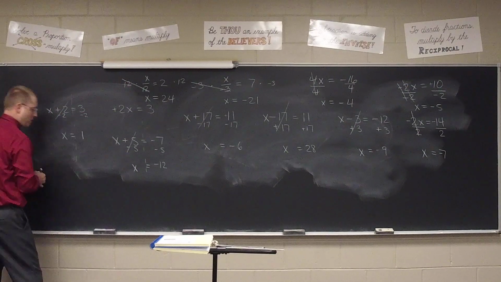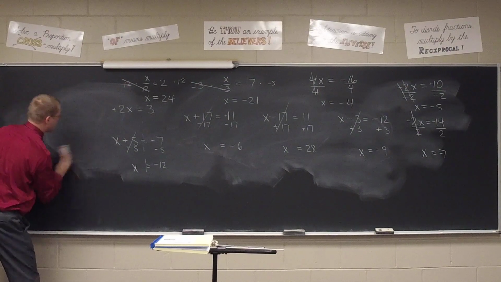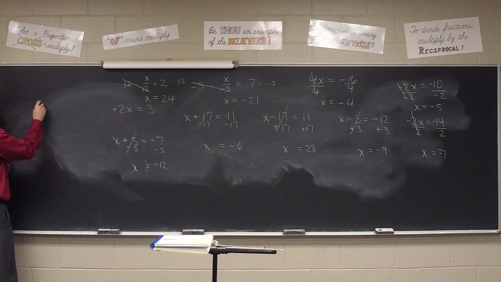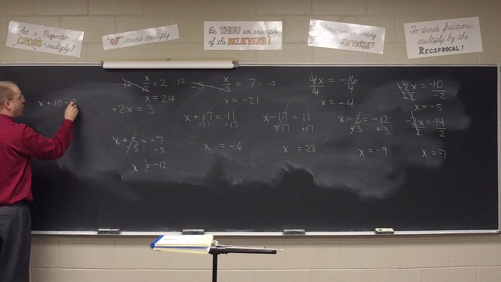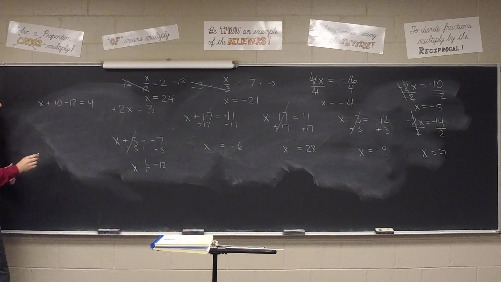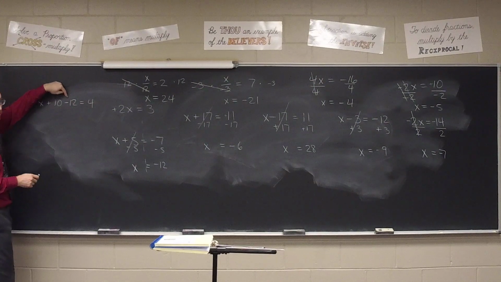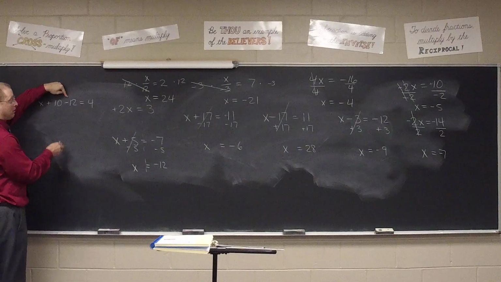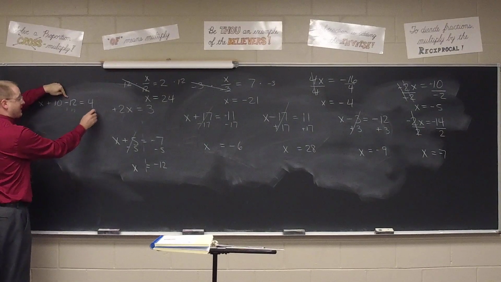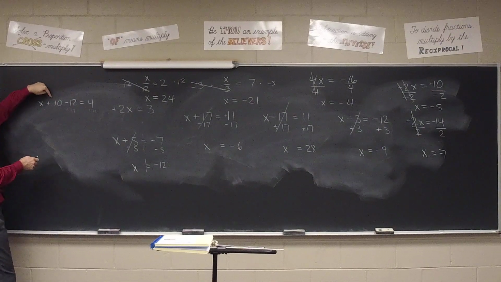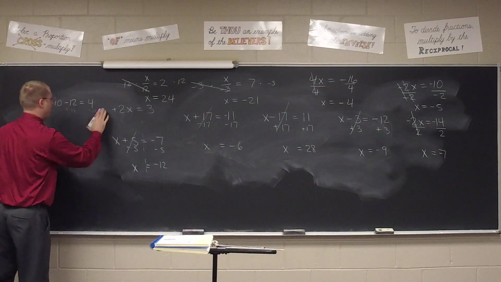Now, sometimes we may have problems where there's a little bit of simplification to do first. Like, for instance, we might have x plus 10 minus 12 is equal to 4. Well, here there are 2 numbers. I could get rid of them one at a time. I could get rid of the minus 12 by putting a positive 12 on both sides. And then I could get rid of the plus 10 by putting a negative 10, but I'm too lazy for that.